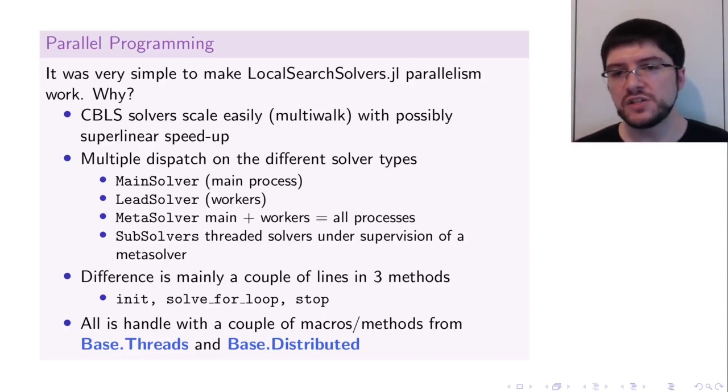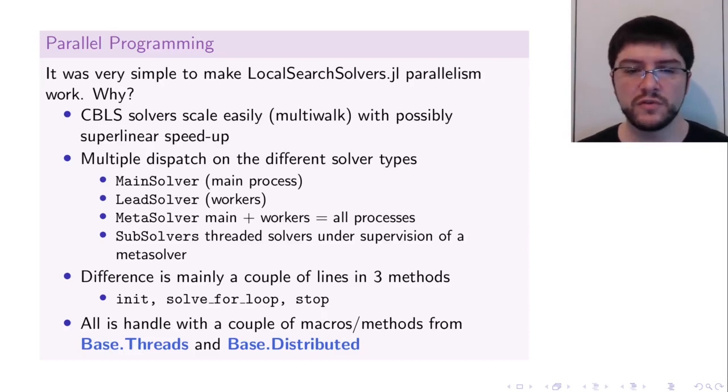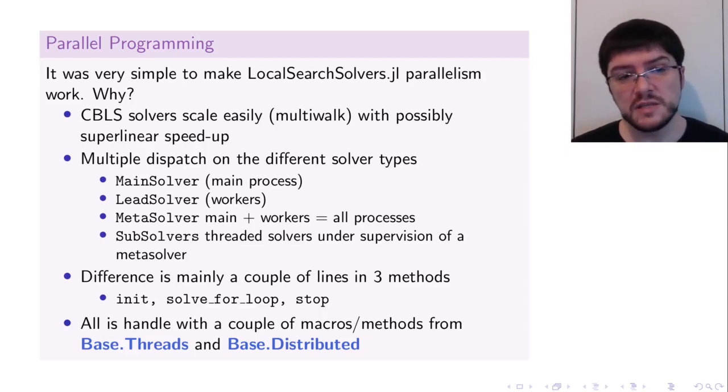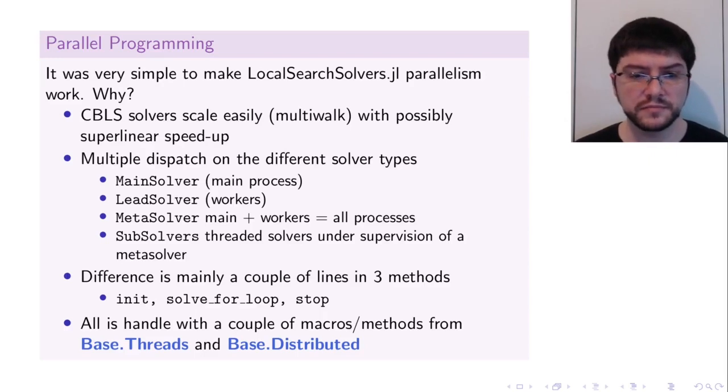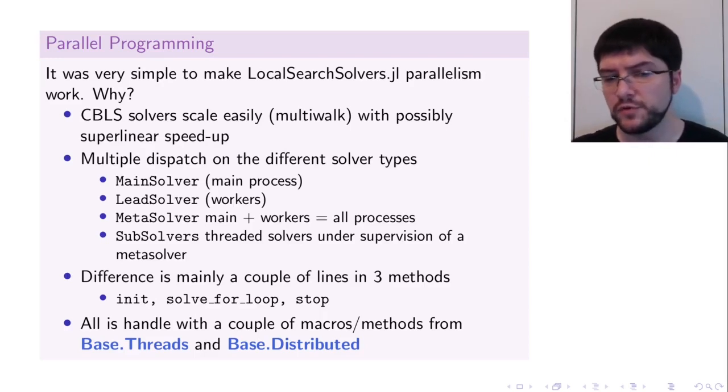One of the big aspects of local search frame solvers is that it was very simple to make it parallel. Why? CBLS solvers scale easily in general, with possibly superlinear speedup. So the only thing we had to do is to create different solver types. A main solver, that is the main process in Julia; lead solvers, that are the workers, the other processes in your Julia session; meta solvers, that are both of the above, main and workers; and finally subsolvers, that correspond to the threads you have available for each process.